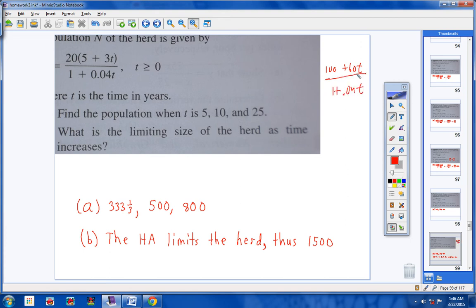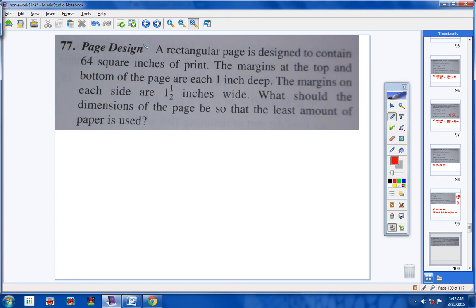Now, what is my degree up top? 1. What is my degree in the bottom? 1. We learned that when the degree up top is the same as the degree in the bottom, you have a horizontal asymptote of lead coefficient over lead coefficient. So my horizontal asymptote is 60 over 0.04. And with your calculator, if you type in 60 divided by 0.04, you will get 1500. And so that's what limits the herd, okay? 1500.